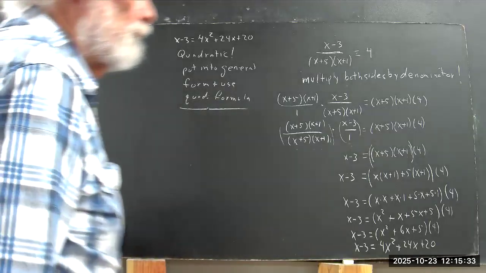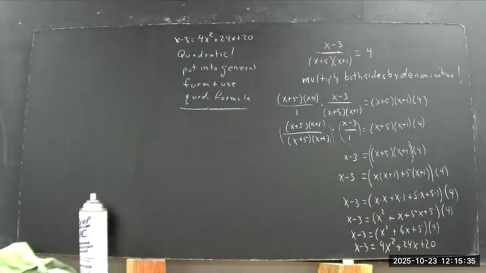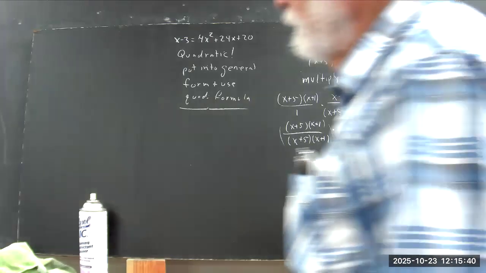So we put this in a general form and use the quadratic formula. Checking the time, we've got 6 minutes.